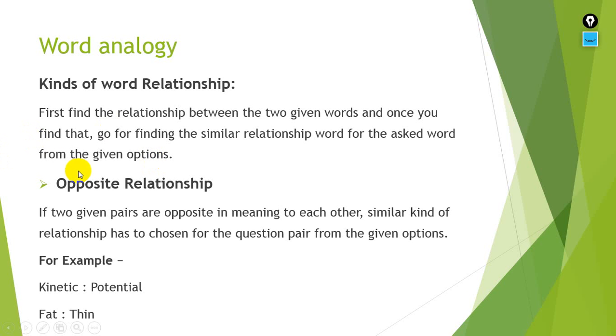For example, if we have an opposite relationship, if the two given words are opposite in meaning to each other, a similar kind of relationship is to be chosen for the question pair from the given options. For example, if we have kinetic and potential, maybe you have studied in science kinetic energy and potential energy. Here kinetic energy's opposite is potential energy.